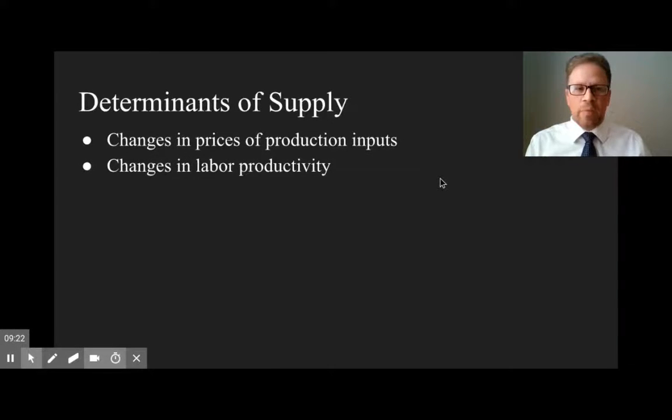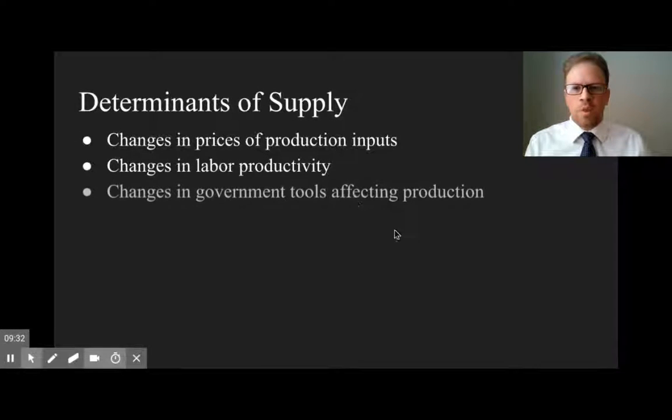Also, changes in labor productivity. If you have a labor force that is more productive or less productive, you'll be able to make either more or less of the product depending on what happens to their productivity. Also, changes in government tools affecting production. So if the government is having things like taxes or subsidies or types of regulations, that can actually affect a producer's ability to actually make that product.